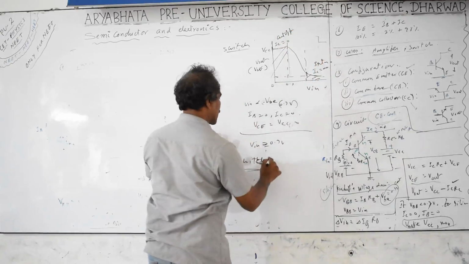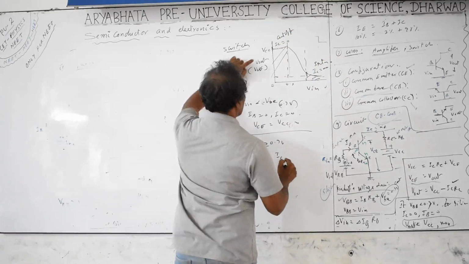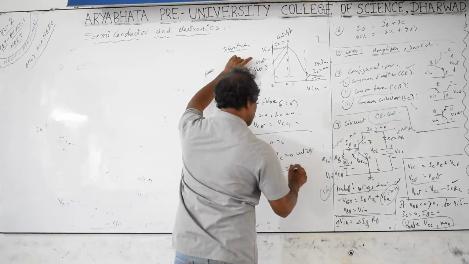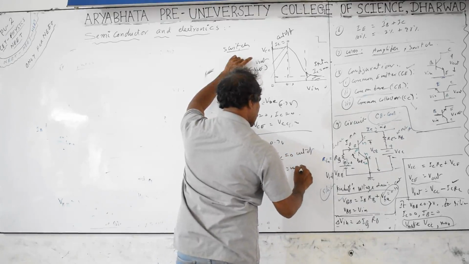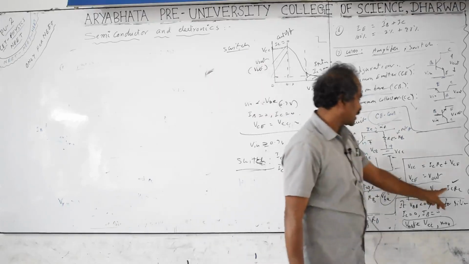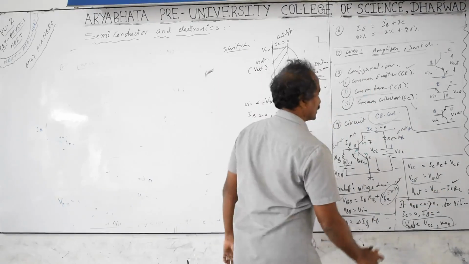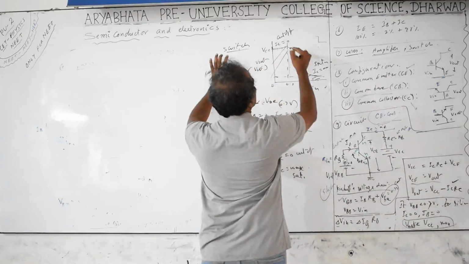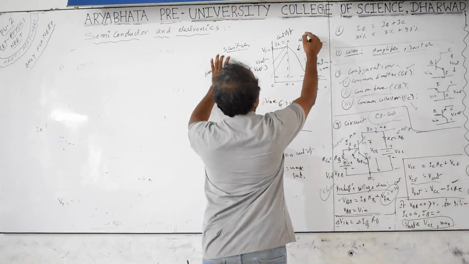So whenever the switch case IC is 0, it is called cutoff, and when IC is maximum, it is called the saturation region. What is the IC value? We can calculate it from this relationship equation. This is RC. And the in-between region is called the active region.